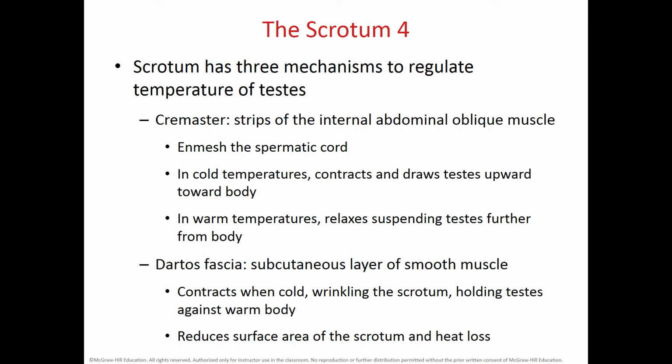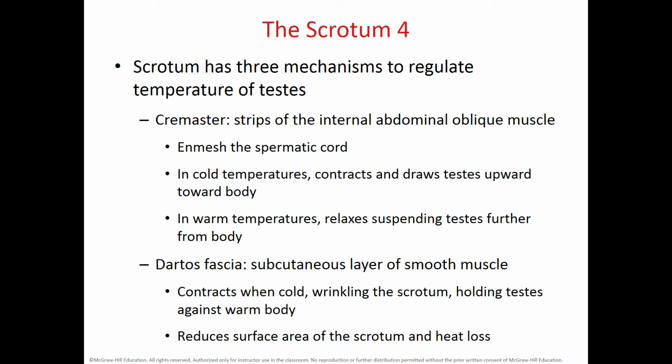It has a skeletal muscle coming from the internal abdominal oblique muscle, which is called the cremaster. When the cremaster contracts, it will pull the testicles towards the body during cold temperatures, so you can have higher temperatures for spermatogenesis. Now, if the weather is warm, these fibers of the cremaster muscle will relax, and that helps to descend the testis.